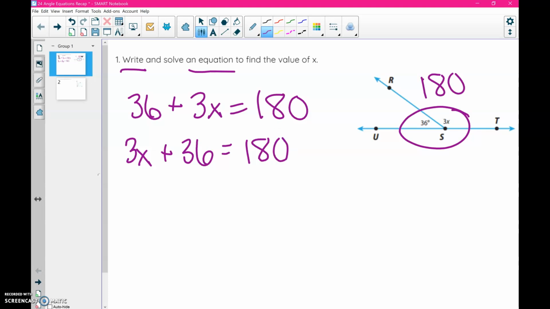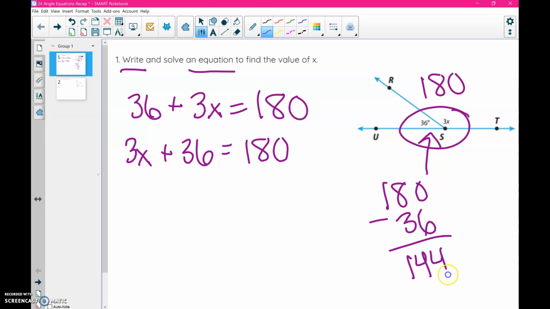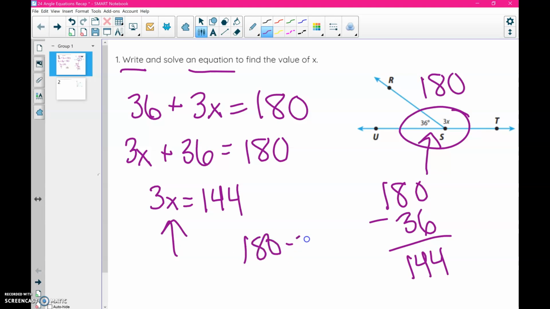Another thing you could do is, since you know the 36 degrees, you could take that away from 180 to start with and get that 144. And you could just set up your equation as 3x equals 144. But notice every time I'm including the variable. I'm not just writing like 180 minus 36 equals 144. That is not actually an equation. Sorry, my handwriting got a little bad there. That's not actually an equation.